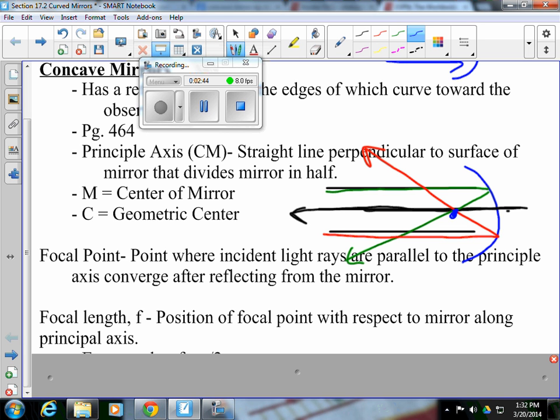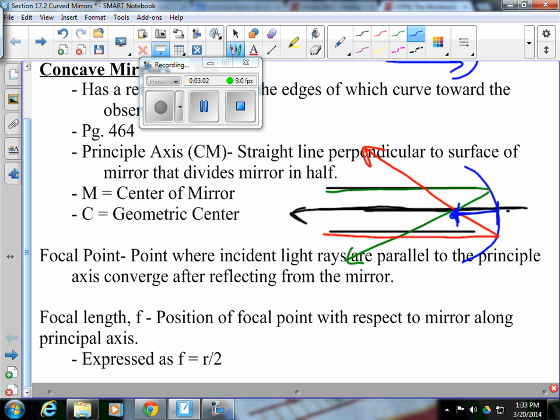The focal length is how far away the focal point is from the mirror, and that is referred to as f. So the focal point is the point at which all light rays converge. The focal length is how far away from the mirror the focal point is. Typically, we can say the focal length is the radius divided by 2 of the mirror, of a circular concave or convex mirror. So focal point is where all the light rays converge. Focal length is the distance from the mirror.